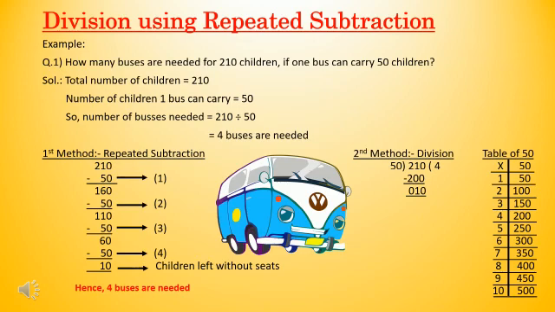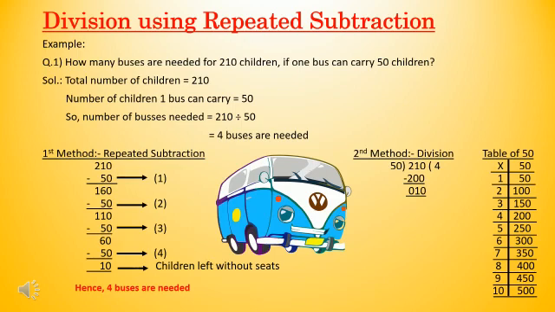As we don't know the table of 50, so we are using repeated subtraction method. First, we will subtract 50 from 210. The difference is 160. Again, we will subtract 50 from 160 and the difference is 110. And again, we will subtract 50 from 110 and the difference is 60. And again, we will subtract 50 from 60.